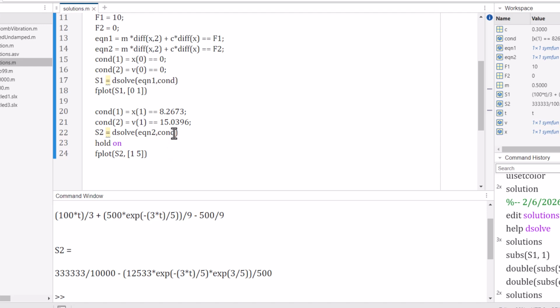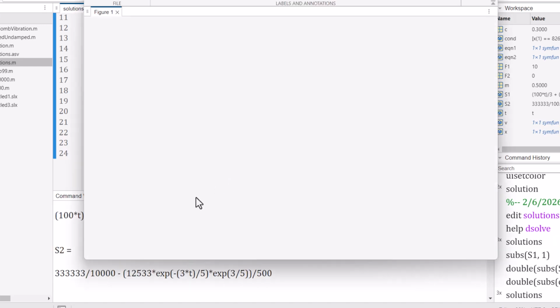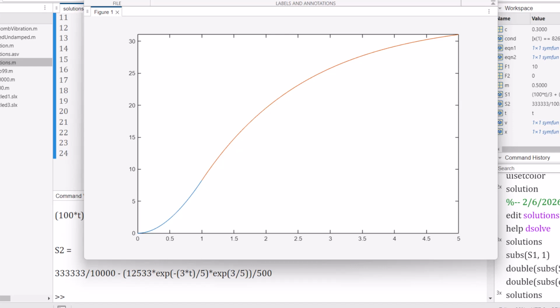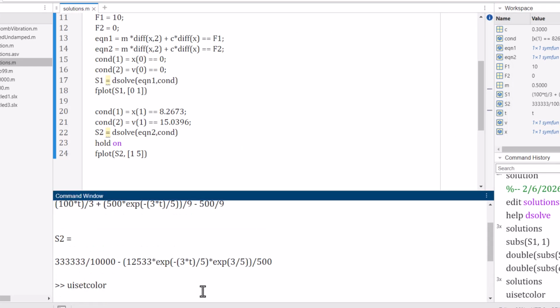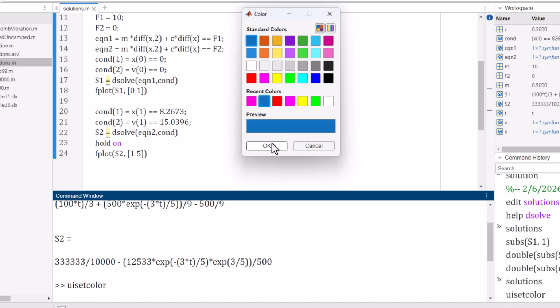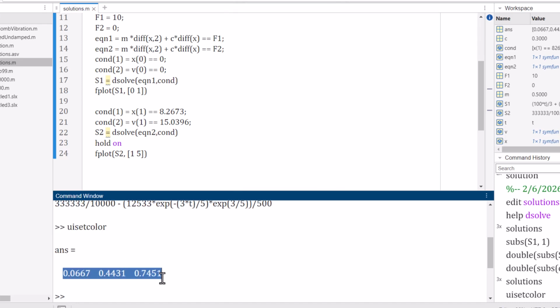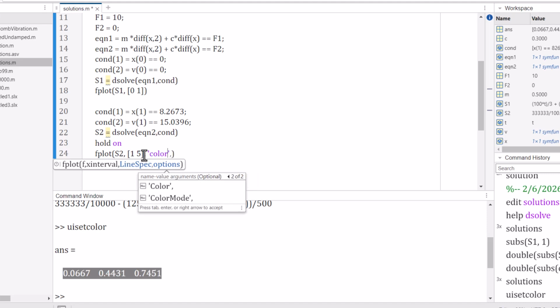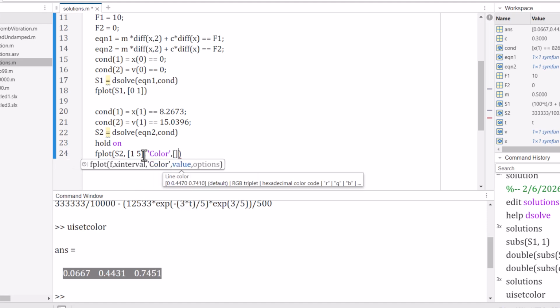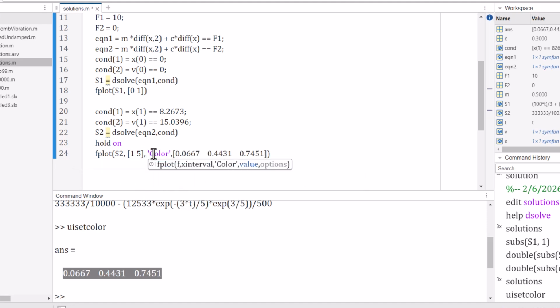And just to avoid these two different colors, I want to make both of the plots in the same color. So I type set color and I choose this blue color and I make both of the plots be at this color.